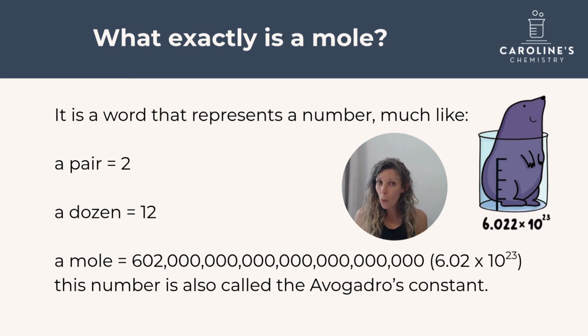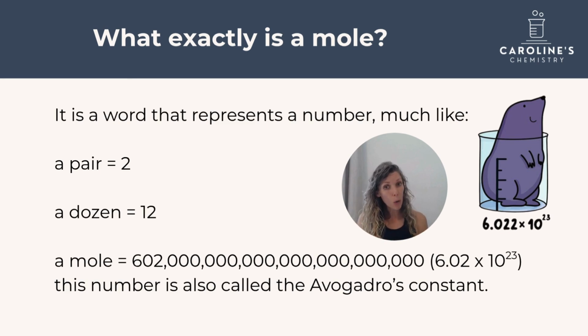And you know other words like this. For example, a pair means 2. If I have 2 bananas, I have a pair of bananas. Another word might be dozen, which represents the number 12. So if I have a dozen hot cross buns, I have 12 hot cross buns.